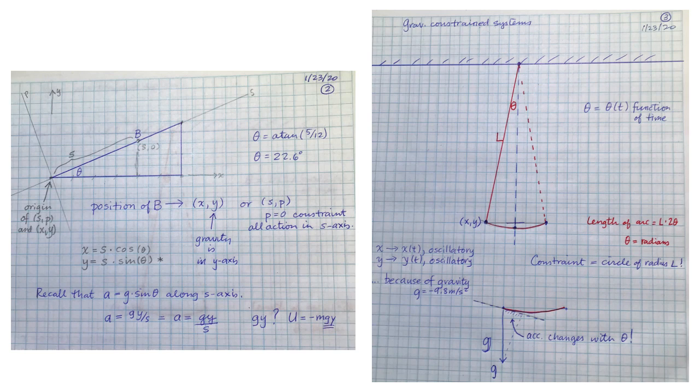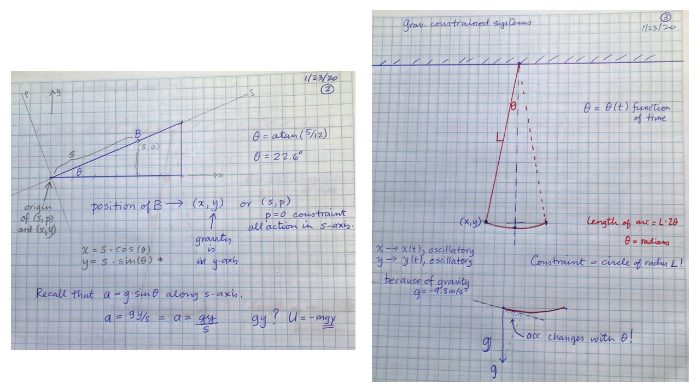So the position of B can be written in two different sets of coordinates. Okay, x and y, S comma P. Okay. Now P is going to be equal to 0. And that's really our constraint. And x and y, you're going to have a mixture of x's and y's. So the reason that the S and P axes are nice is because all the action is in S, in the x axis. So that's a statement in favor of it.